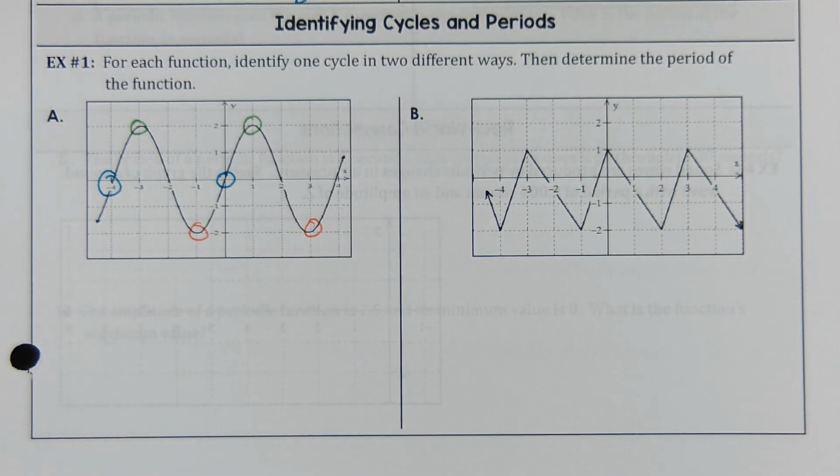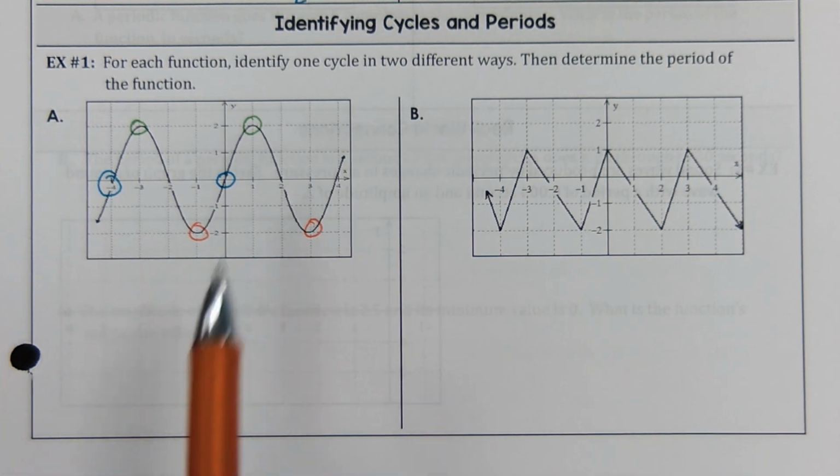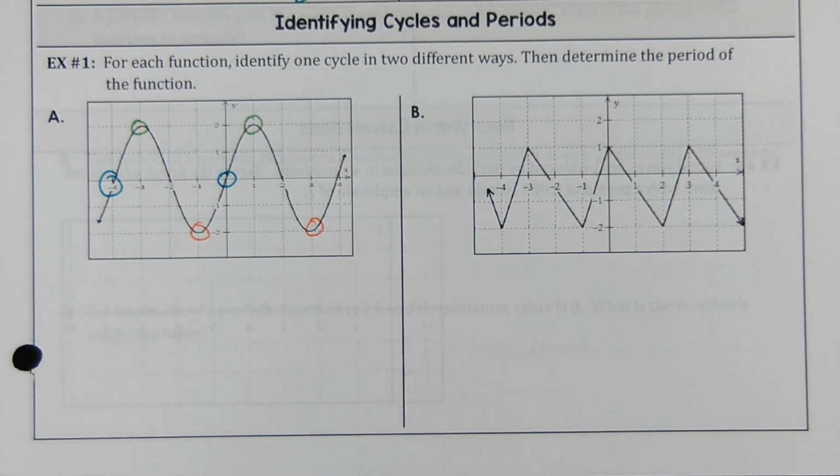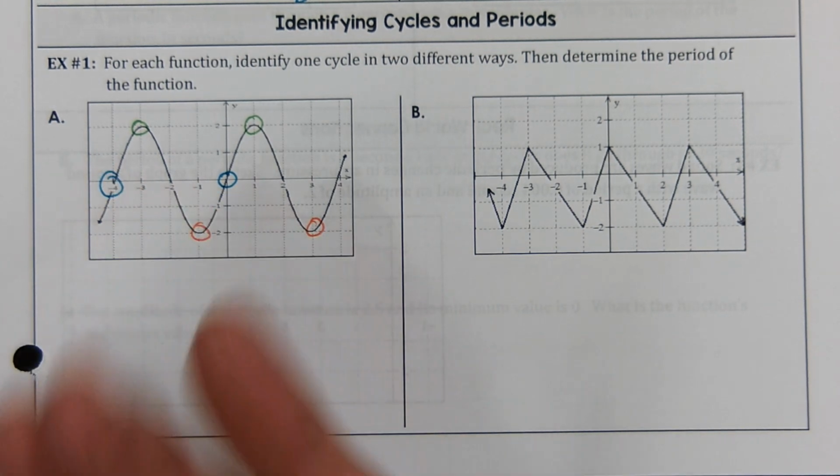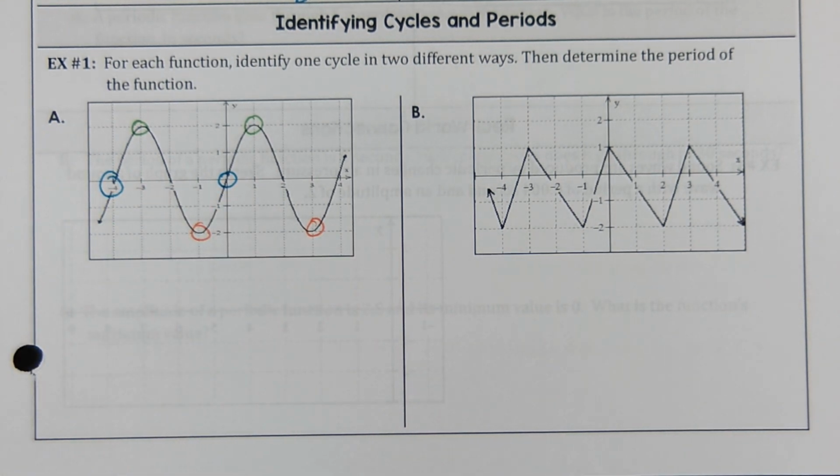And it doesn't matter which one you choose. How far apart are the green circles? How far apart are the blue circles? How far apart are the orange circles? Just look at this, look at the x-axis. 4. That means we have a period length of 4.